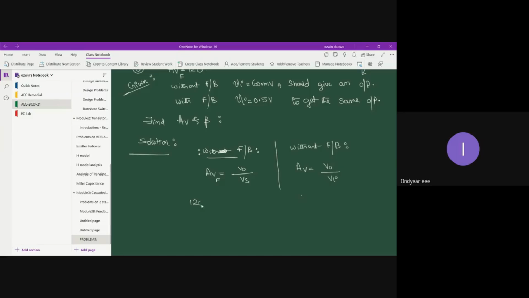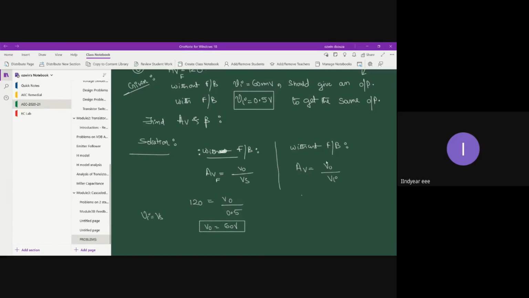So AVF is 120, it is given, is equal to V naught divided by Vs. So with the feedback, they have given the input signal as 0.5 volt. So Vi is equal to Vs, which is 0.5 volt. So that will give you V naught is equal to 60 volt.